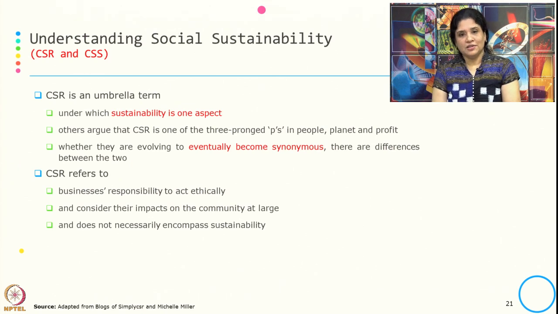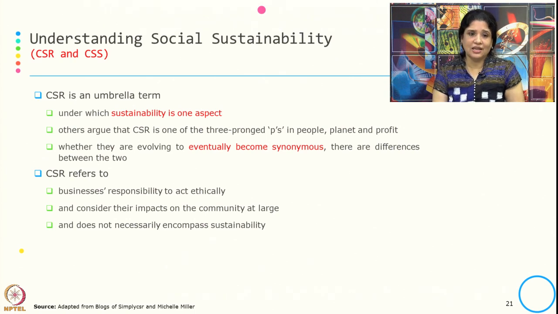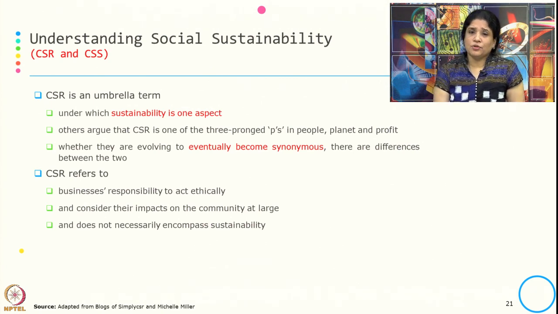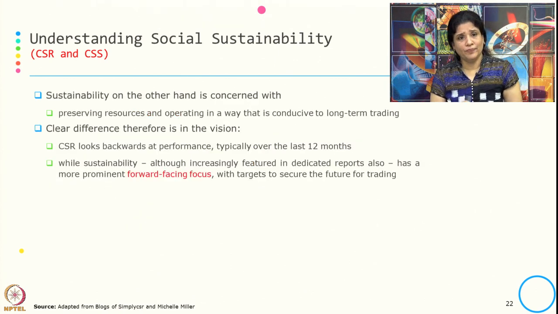Now a few more differences between CSR and CSS. CSR is considered more like an umbrella term under which sustainability is one aspect. Others argue that CSR is one of the three Ps, people, planet and profit. Whether they are eventually evolving to become synonyms, there are differences between the two. CSR refers to business responsibility to act ethically and consider their impact on the community at large, and does not necessarily encompass sustainability. So it is more about the impact on the community. In that process, sustainability may or may not be achieved.